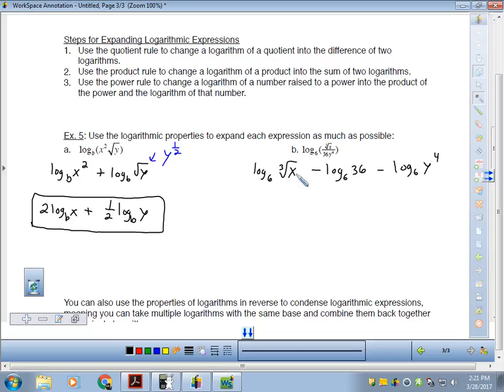Alright, the next thing would be look for any products. There are no products left. When we separated the division, that broke apart that product, and that's okay. So the next thing is powers, but before we get to that, I want to do something really quick. I see this is a log base 6, and I see here we have a 36. 36 is a power of 6, so I'm going to rewrite it really quick.